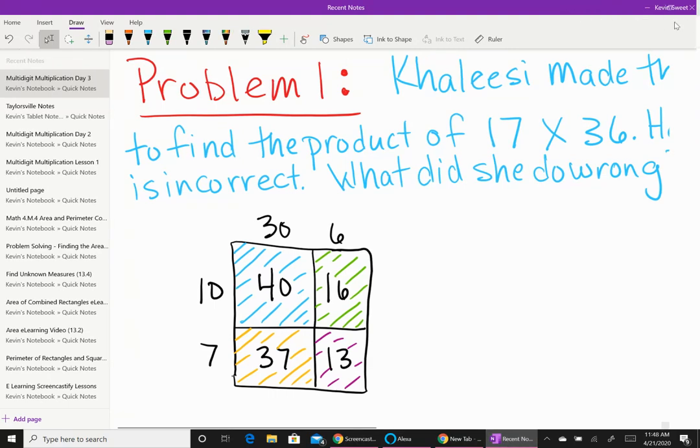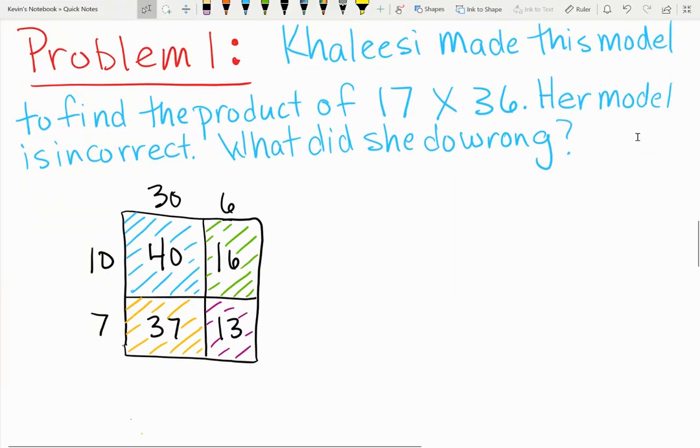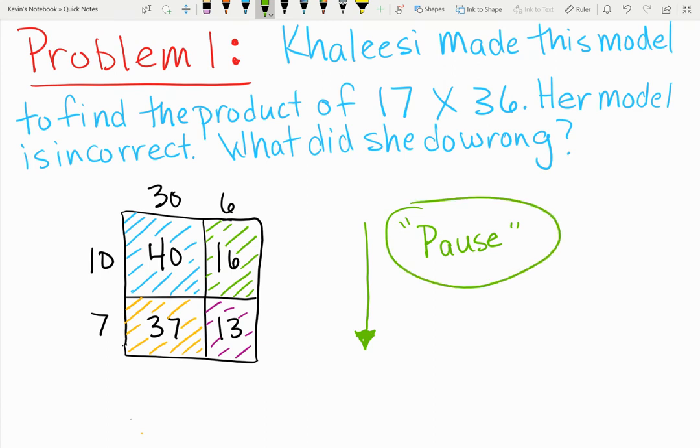Welcome back, 4th grade. We are doing problem number 1. I'll go ahead and read it. Khaleesi made this model to find the product of 17 times 36. Her model is incorrect. What did she do wrong? All right, so go ahead and you are going to answer your video on It's Learning. So go ahead and pause the video. And answer your question on It's Learning now. See you for problem number 2.